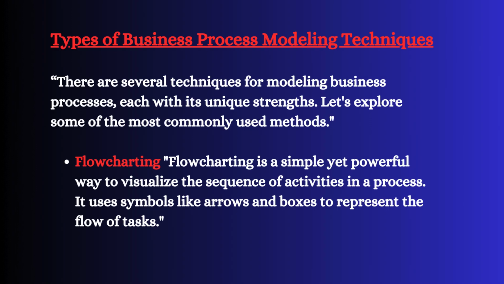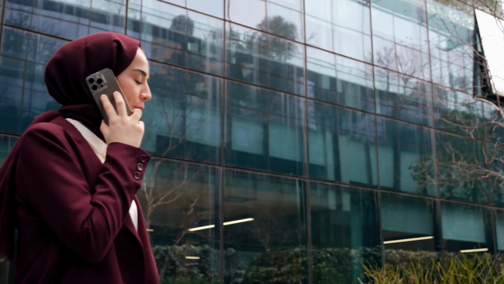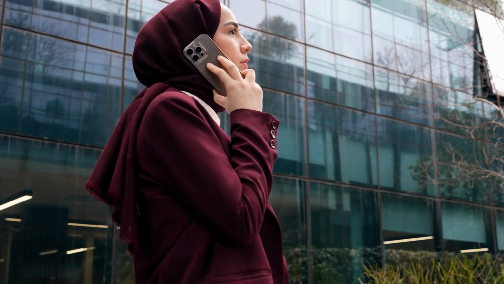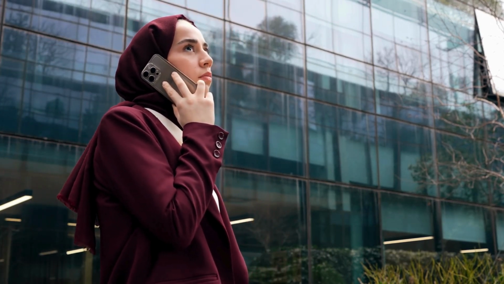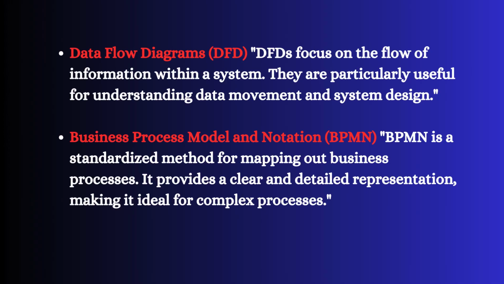Flowcharting. Flowcharting is a simple yet powerful way to visualize the sequence of activities in a process. It uses symbols like arrows and boxes to represent the flow of tasks. Data flow diagrams, DFD. DFDs focus on the flow of information within a system. They are particularly useful for understanding data movement and system design.